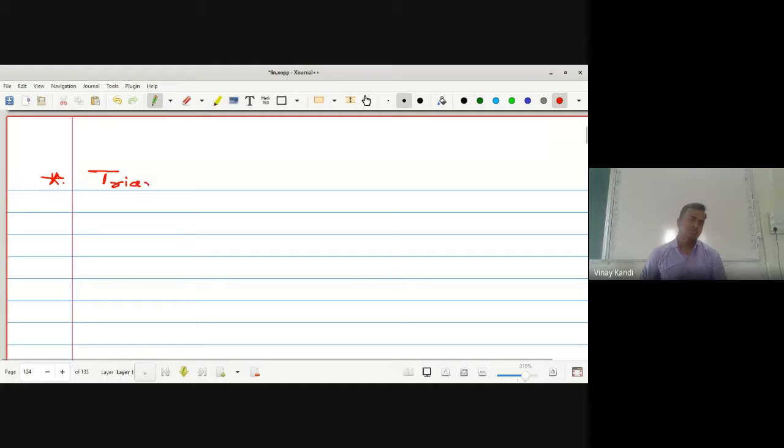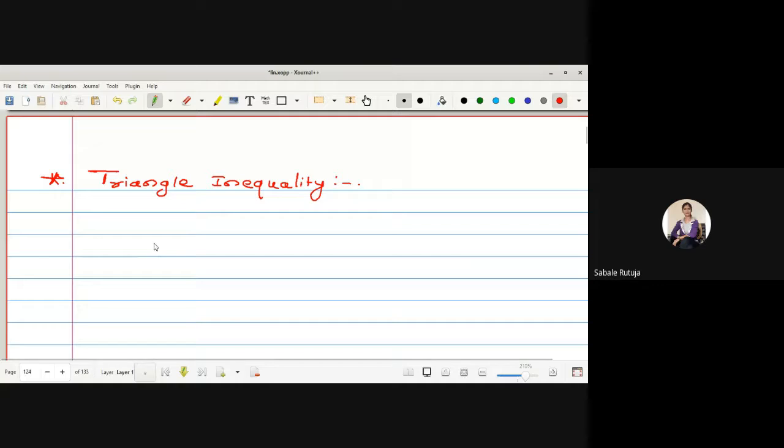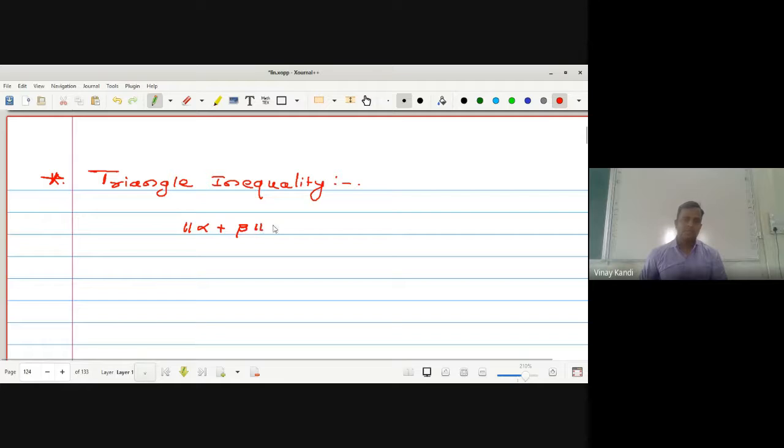Triangle inequality. Anyone knows what is the triangle inequality? Norm of x plus y is less than or equal to norm of x plus norm of y. Norm of alpha plus beta is less than or equal to norm of alpha plus norm of beta. Okay, in an inner product space, prove that norm of alpha plus beta is less than or equal to norm of alpha plus norm of beta.